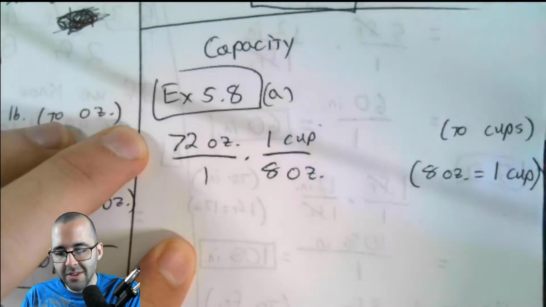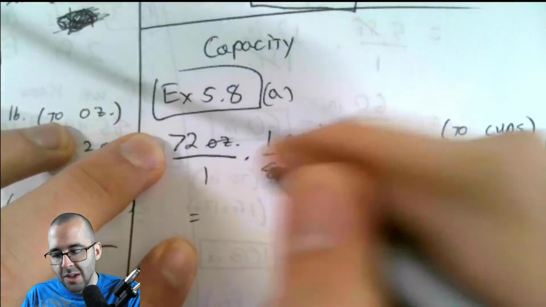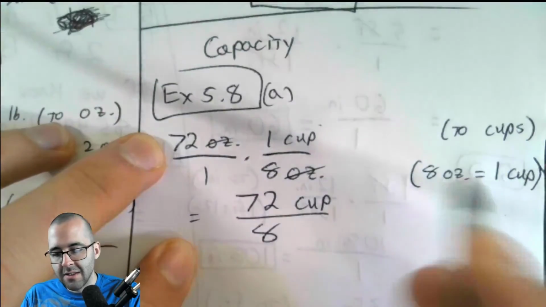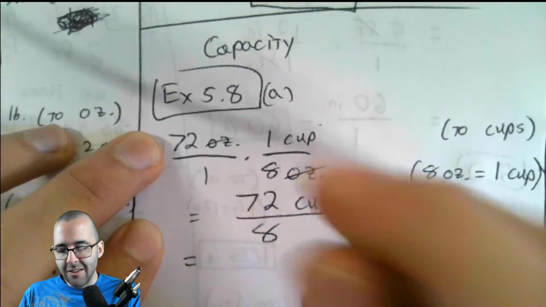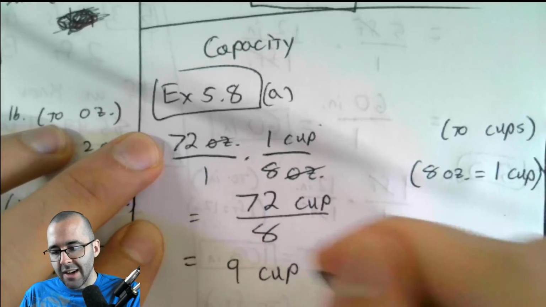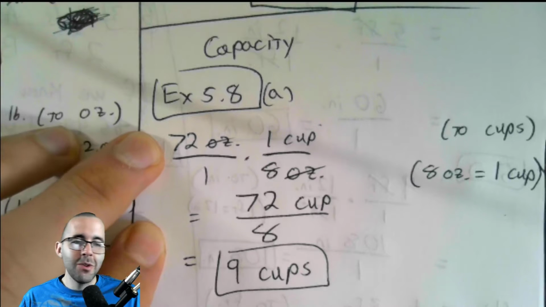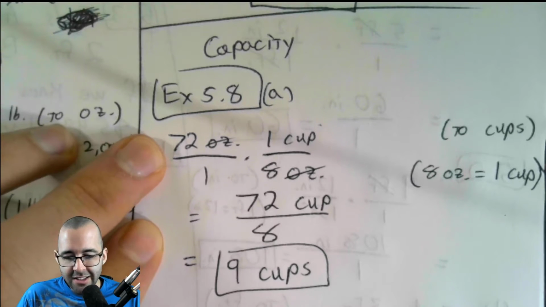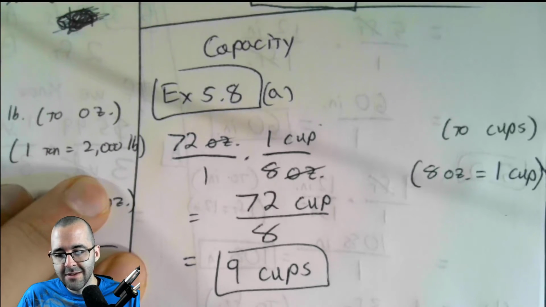I didn't close my parenthesis over here. The ounces cancel, and we're left with 72 times 1 cups over 8. 72 divided by 8 should be 9, I believe. So we have 9 cups, which is also 4.5 pints, which is also 2.25 quarts, which is a little over half a gallon. All right, that's part A.